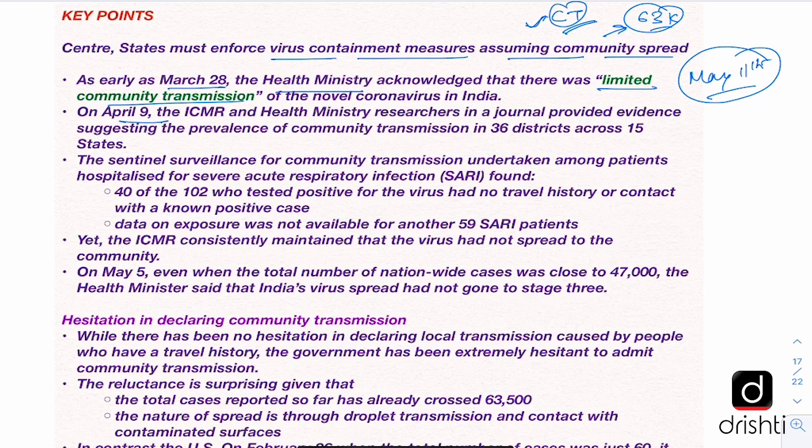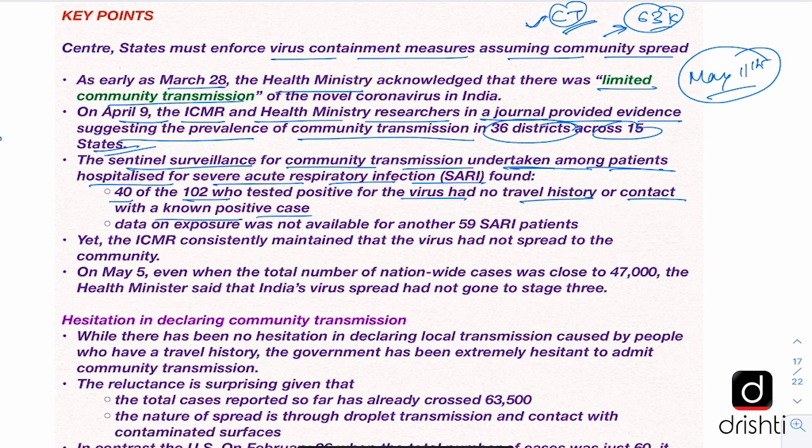And on April 9th, the ICMR, the Indian Council of Medical Research, and Health Ministry researchers, in a journal, had provided evidence suggesting the prevalence of community transmission in 36 districts across 15 states. And even in a sentinel surveillance for community transmission undertaken among the patients hospitalized for severe acute respiratory infection, it was found that 40 of the 102 who tested positive for the virus had no travel history or contact with a known positive case. And for 59 patients, the data on exposure was not available. So here also, 40 out of 102 was a very significant number.